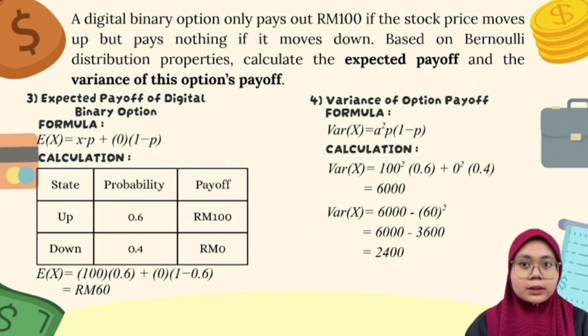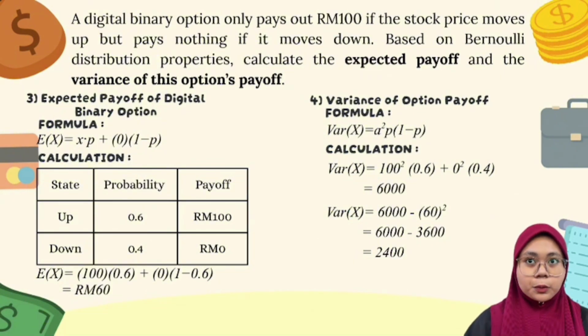Next, I calculate the expected payoff of the digital binary option. The option pays 100 if the stock price moves up and 0 if it moves down. Multiply 100 by 0.6, which equals 60, and I multiply 0 by 0.4, which remains 0. Adding both values gives an expected payoff of 60 ringgit.